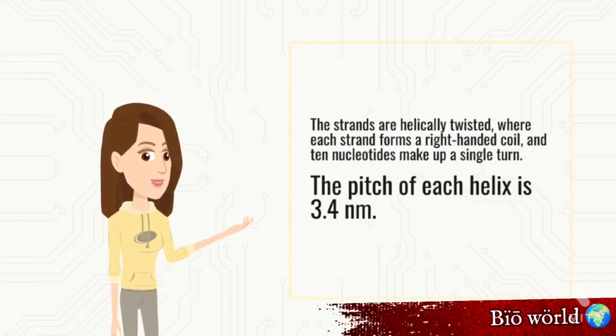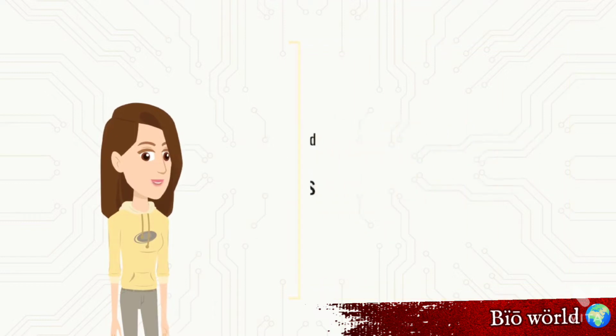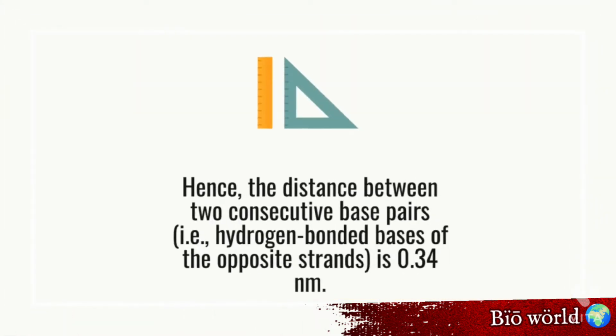The strands are helically twisted, where each strand forms a right-handed coil, and 10 nucleotides make up a single turn. The pitch of each helix is 3.4 nanometers. Hence, the distance between 2 consecutive base pairs, i.e., hydrogen-bonded bases of the opposite strands, is 0.34 nanometers.